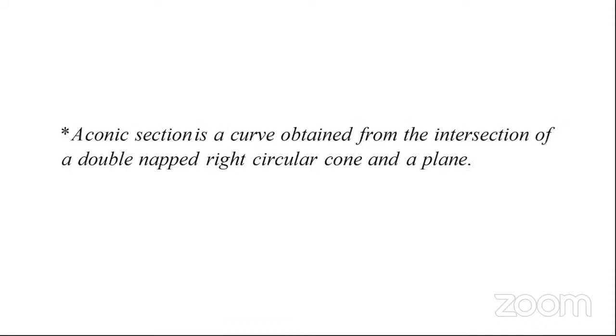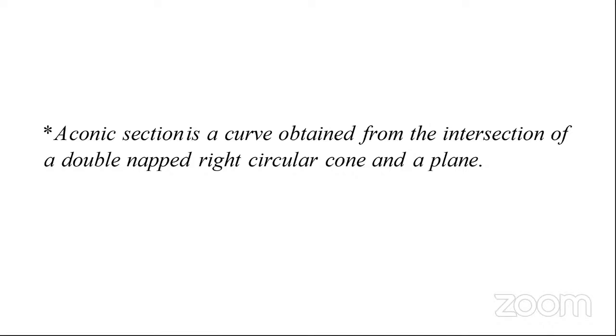The conic section is nothing but the locus of a point which moves in a plane such that the ratio of its distance from a fixed point to its perpendicular distance from a fixed straight line is always a constant. That is the basic definition for the conic.